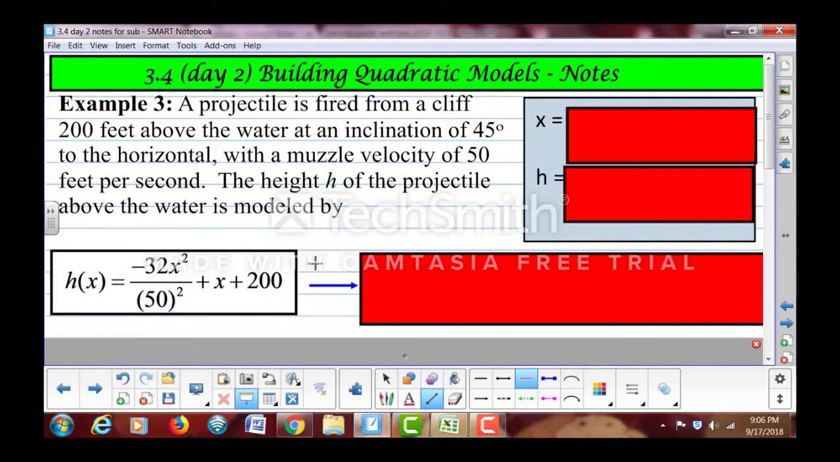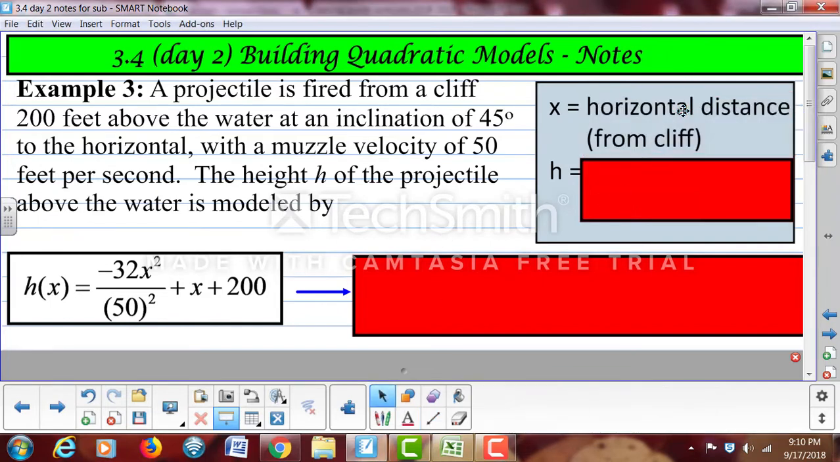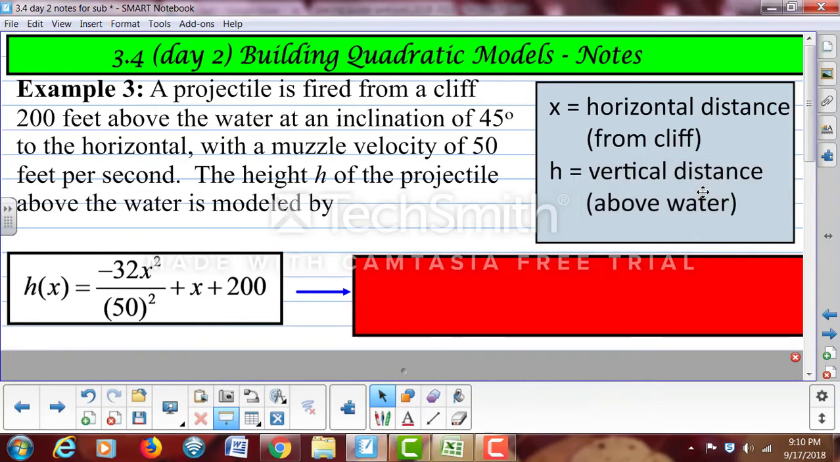So it tells us that the height h of the projectile above the water is modeled by this equation that they gave us. This equation has two different variables. It has x and h. So you need to know that x is the horizontal distance from the cliff, and h is the vertical distance above water. So x is like your typical x, and h is like your y in this equation. So h depends on x.